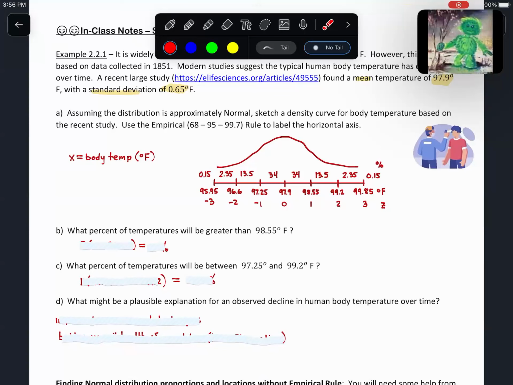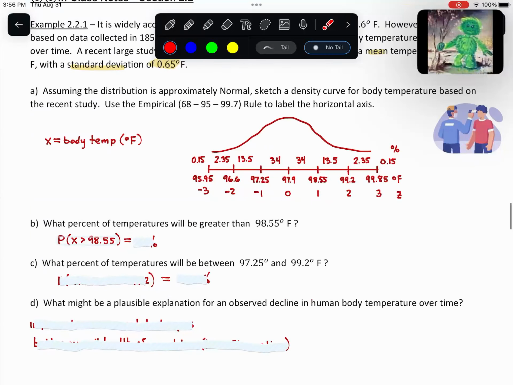But there's a fairly specific way to explain that. So here's the work that I've been talking about. I'm using a capital P followed by an inequality in parentheses.